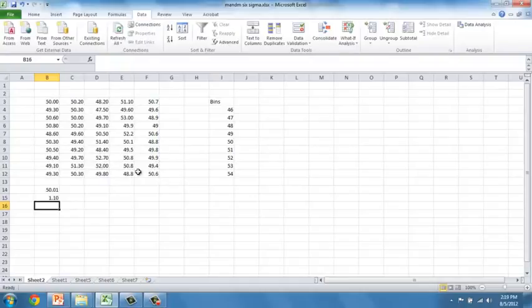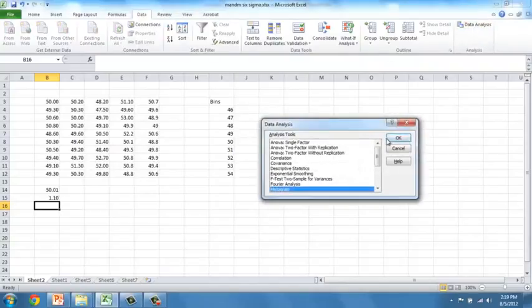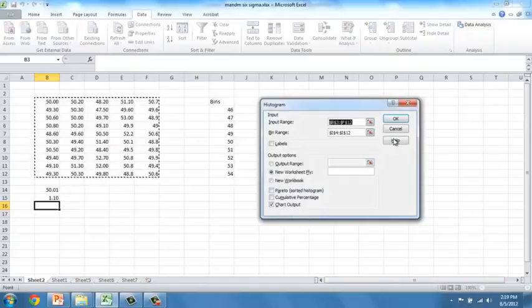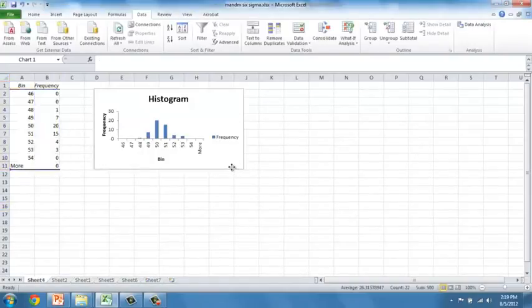To get a visual of the distribution, we can use the histogram analysis in Excel. For that, go to Data Analysis, click on Histogram, and enter the data here as the input range. As the bin range, enter a number that is slightly below the lowest value and a number that is slightly above the highest value, and then click on OK. Now you get a chart that looks like this.